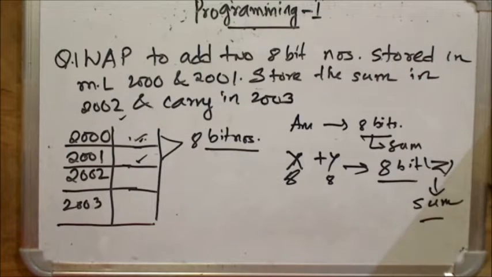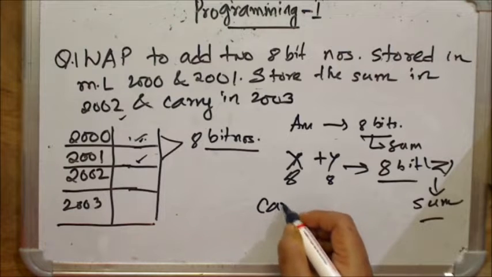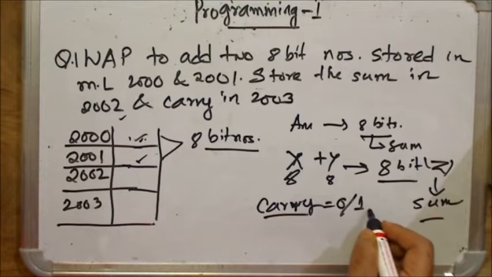But there is also a possibility of carry. When you add two numbers, there is a possibility there is a carry. What are the possible values of carry? That is either 0 or 1.